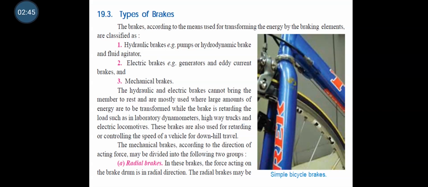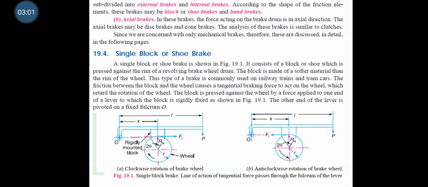In mechanical brakes, according to the direction of the force acting, they may be divided into the following two categories. The first one is the radial brakes. In these brakes, the force acting on the brake drum is in the radial direction. The radial brakes may be subdivided into external brakes and internal brakes. The second one is the axial brakes. In these brakes, the force acting on the brake drum is in the axial direction. The axial brakes may be disc brakes or cone brakes.